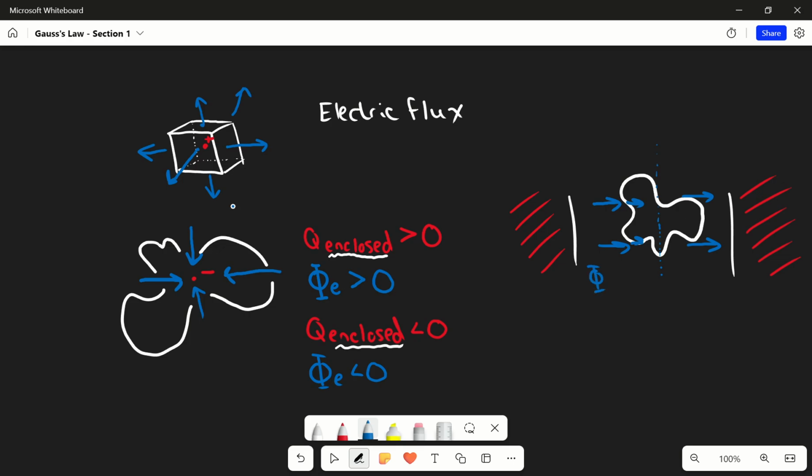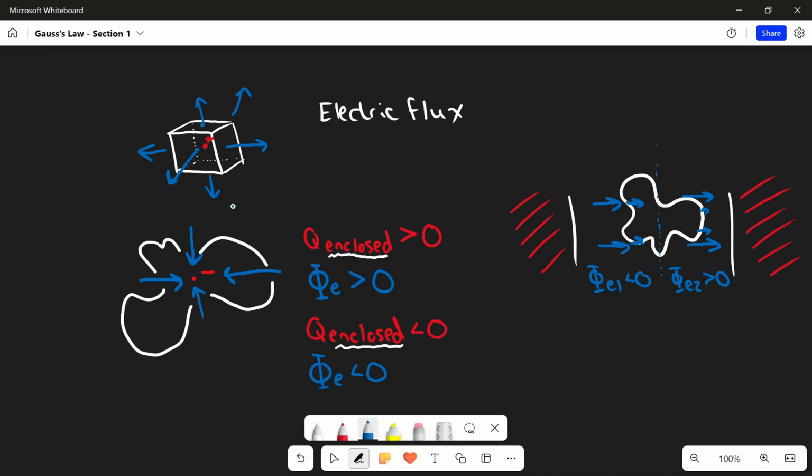So right here, I'm going to denote this as flux 1. That is less than 0 over here. Now on this side, it looks like it's leaving the surface. Whenever it leaves the surface, we know that we have a positive flux. We have a positive outward flux. So our flux 2 is greater than 0.